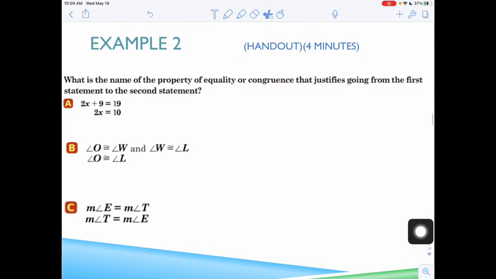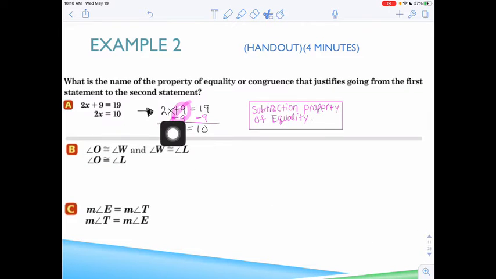Example 2 says, what is the name of the property of equality or congruence that justifies going from the first statement to the second statement? For part A, we have 2x plus 9 equals 19 and 2x equals 10. First, we can figure out what we did to get from the first statement to the second statement. Here we have subtracted 9 from both sides to get 9 minus 9 is a 0 pair, and we're left with just 2x, and 19 minus 9 gives us 10. This is the subtraction property of equality.